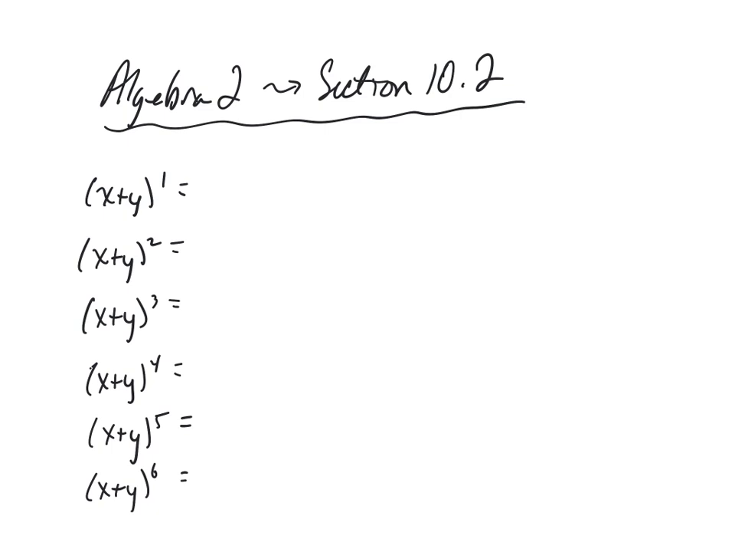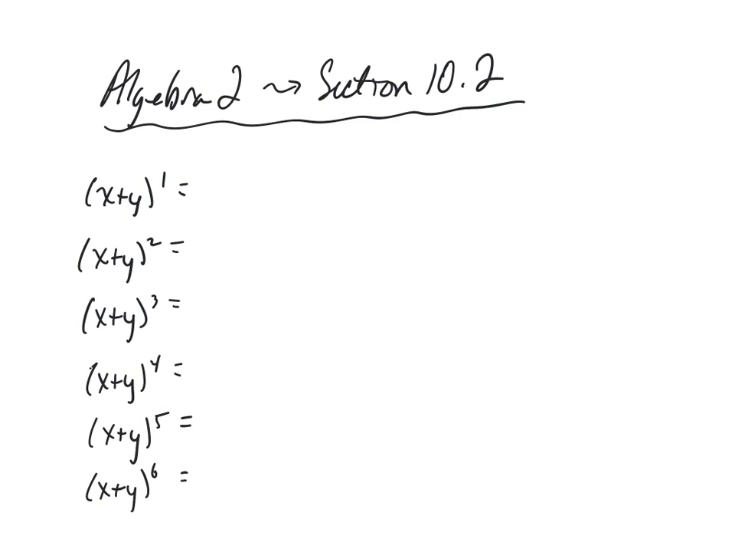We've been counting things in a whole variety of ways, and now what I'm asking you to do is take a binomial, x plus y, and raise it to different powers. Raise it to the first power, second power, third power, fourth power, fifth power, sixth power, and of course we could keep going if we wanted to.